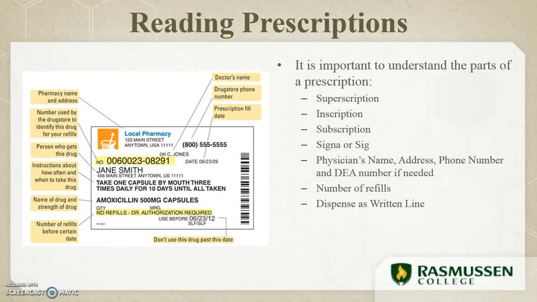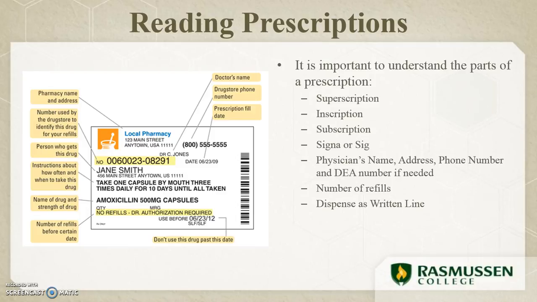So when we're talking about a superscription, this is the patient's information. It's their name, their date of birth, and their address. The superscription also will include the date the medication script was written.